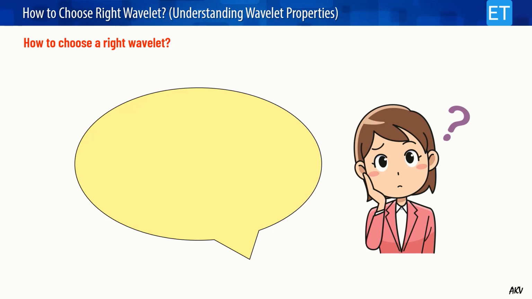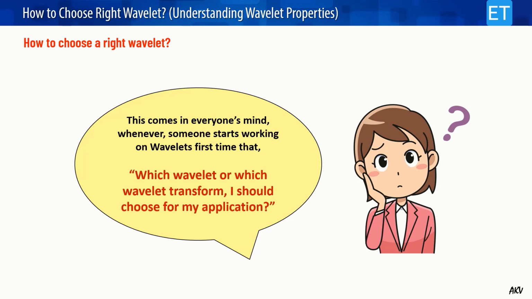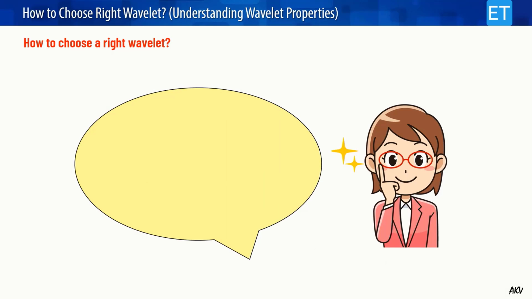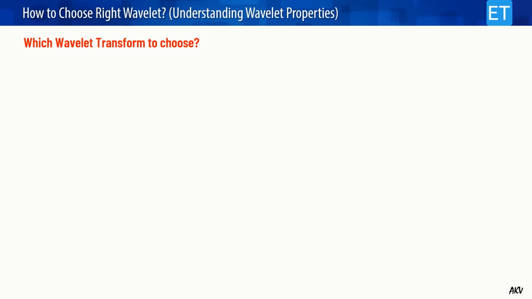So now let's see how to choose the right wavelet. This comes to everyone's mind whenever someone starts working on wavelets for the first time: which wavelet, or which wavelet transform, should I choose for my application? The answer to this problem is not always clear, but a few properties of the wavelets actually give a clear indication and help us to select the right wavelet and right wavelet transform. So now let's understand which wavelet transform I should choose.